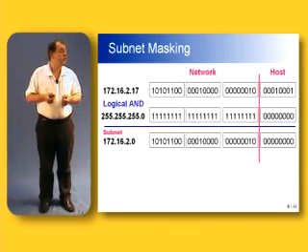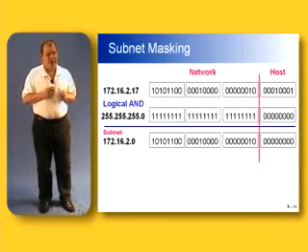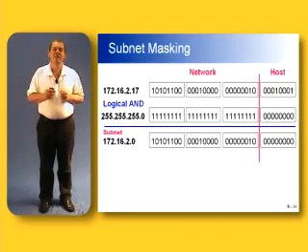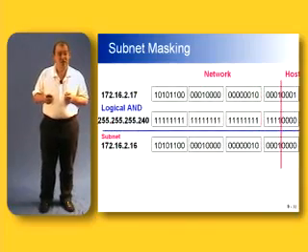So in this case, we do the logical AND again. I'm not going to go all the way through it again. But if we go through it again, you find the subnet drops out when we convert it back into decimal as 172.16.2.0.